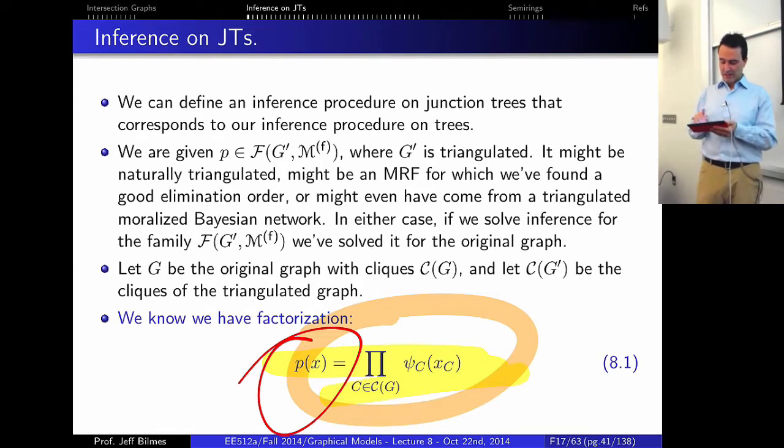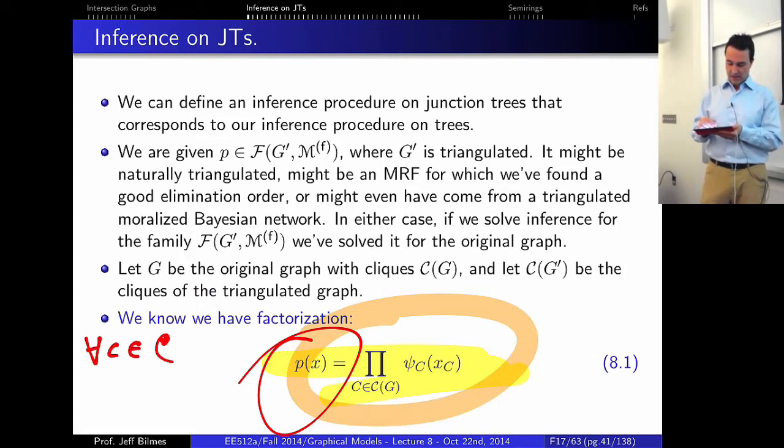In case it's not clear, what we want is, for all c in the cliques of the graph G, we want p of x c. And what is that equal to? That's equal to the sum over x v except for c of p of x.